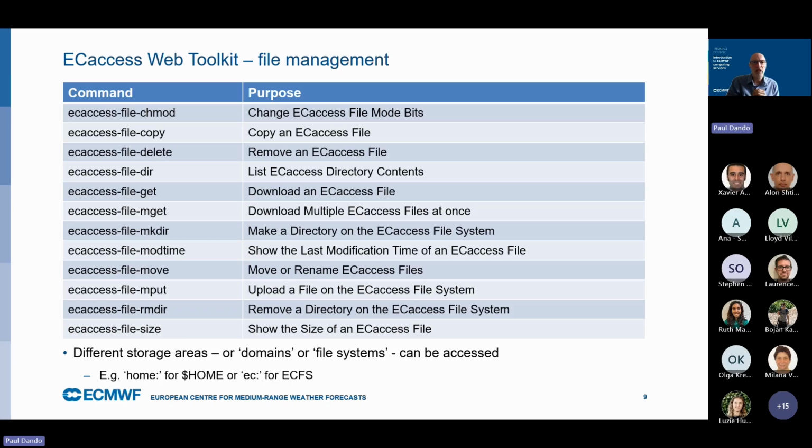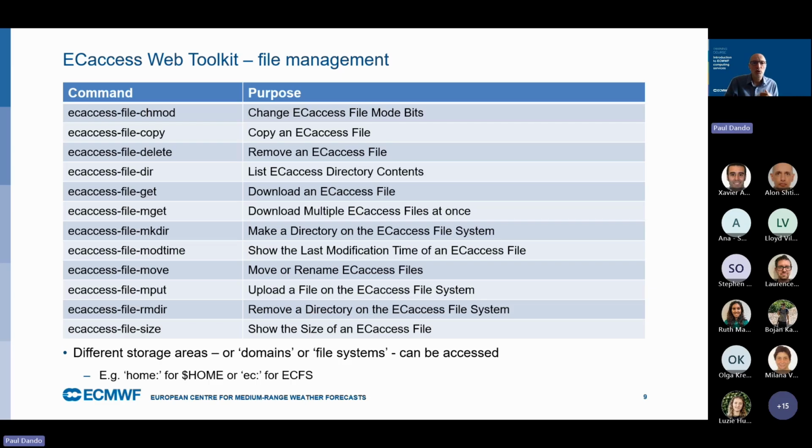And then these give you access to different storage areas, or what are called domains, or file systems if you prefer. So you can always access your $home, and with that you access it as home: and then the file name. So you can do ECaccess file put your local file to home: and then the file name that you want to copy it to.